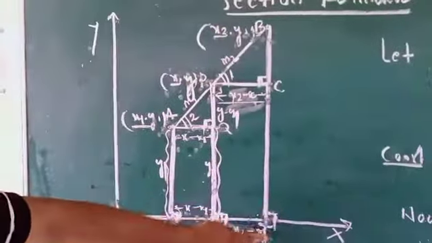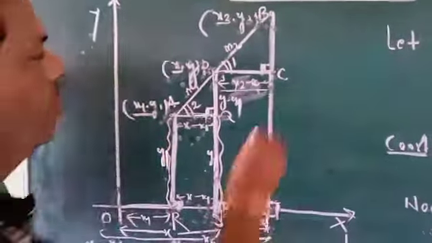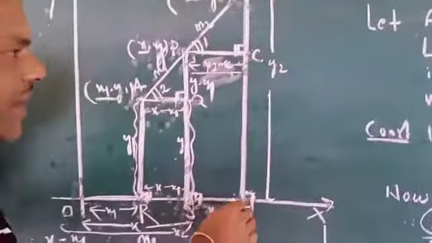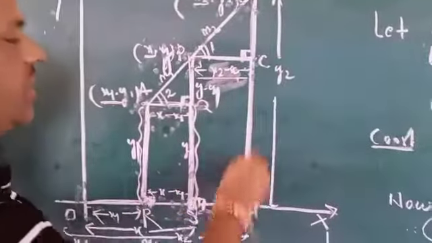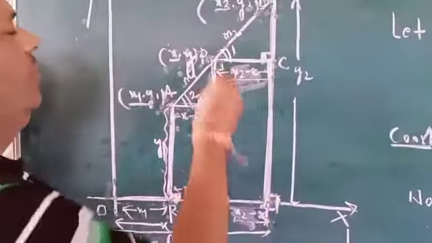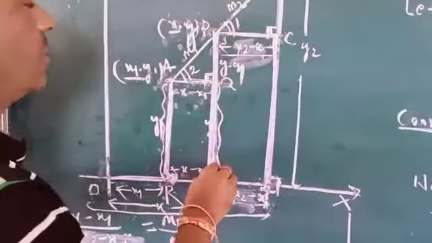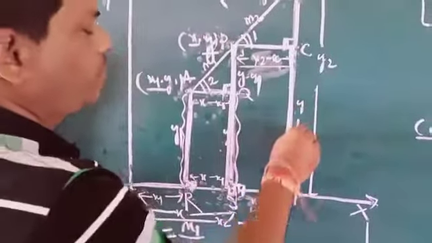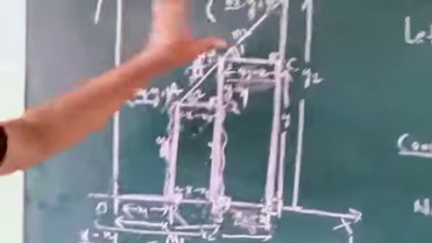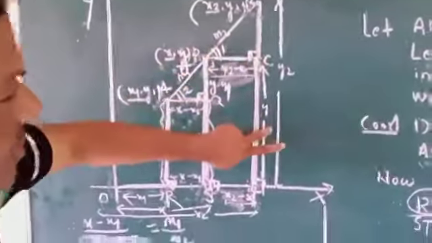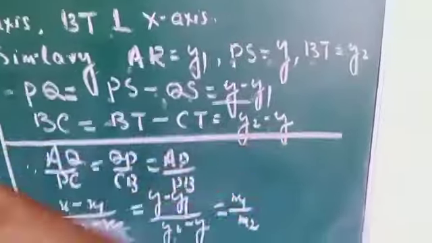Similarly, BT is equal to y2 in total. CT is equal to PS because they are opposite sides of a rectangle. PS is equal to y, so CT is y. So BC will be BT minus CT, which is y2 minus y. I have written BC is equal to BT minus CT, equal to y2 minus y. Okay, now you see, understood all of you?